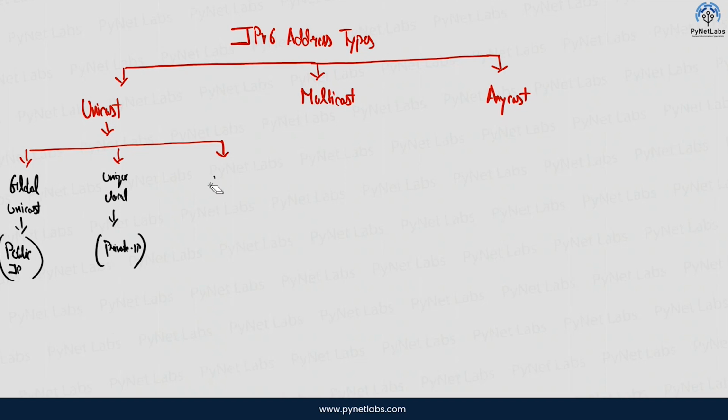This link local address is something which is by default enabled on all the interfaces configured with IP addresses. When I say unique local, it always starts with FC00::/7, or you may find FD00::/7. The public IP starts with 2000::/3, or you may find 3000::/3. And this link local address always starts with FE80.